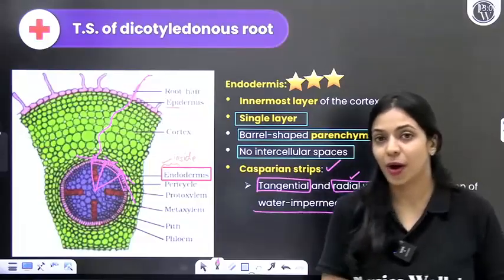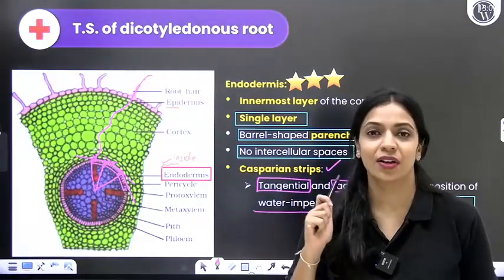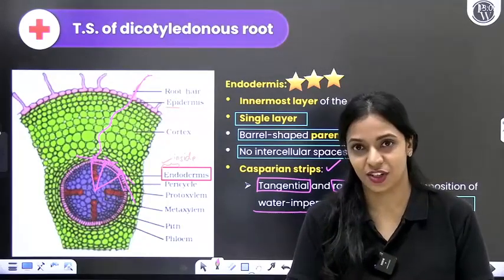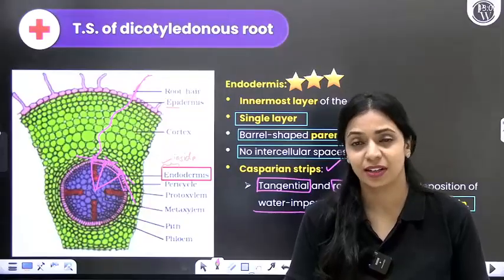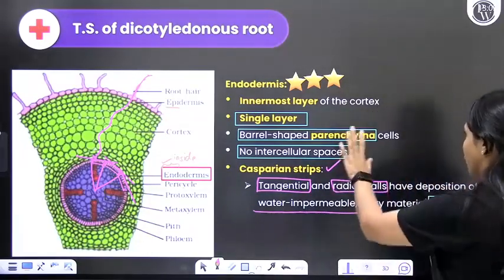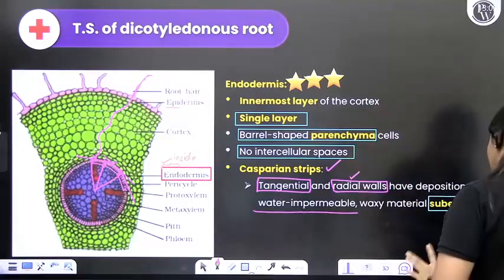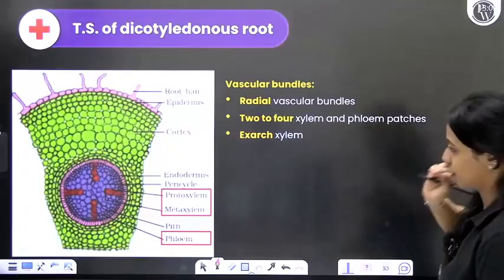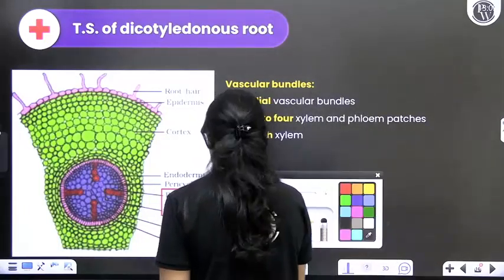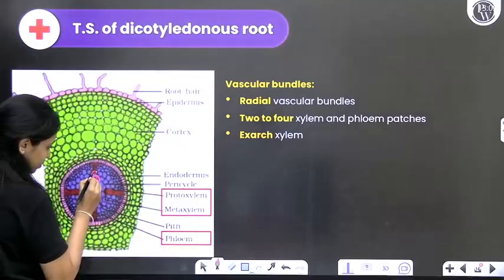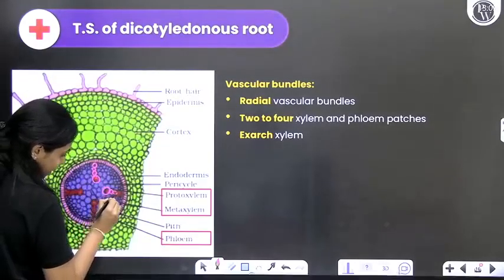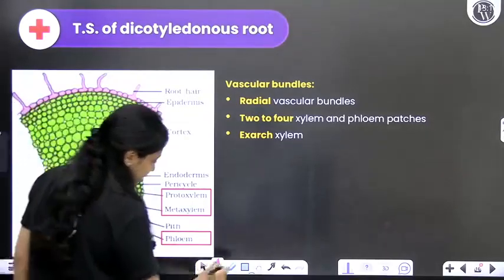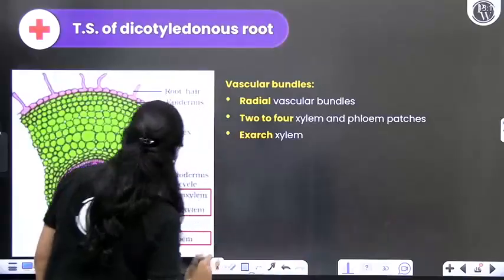I want you to remember about endodermis in roots, both monocot and dicot, you have suberin deposition in the cell walls. In the radial and tangential walls, this suberin is a waxy material that is impervious to water. Alright, so that is the important thing about root endodermis. And this endodermis is the innermost layer of the cortex. Now ultimately talking about vascular bundles, here you have xylem, and outside, in between, you have phloem.